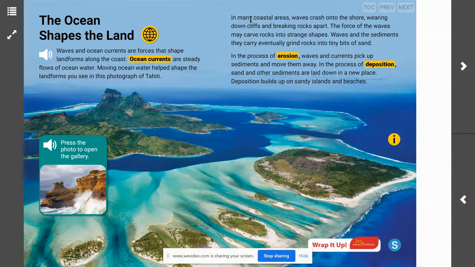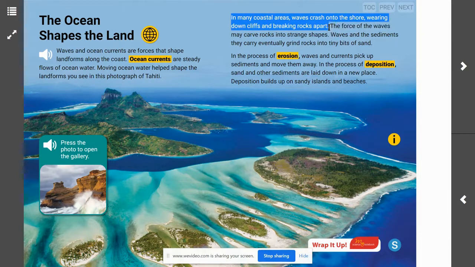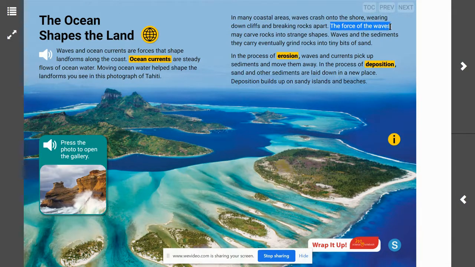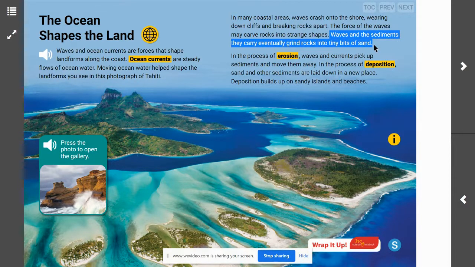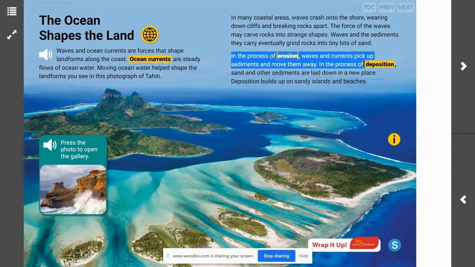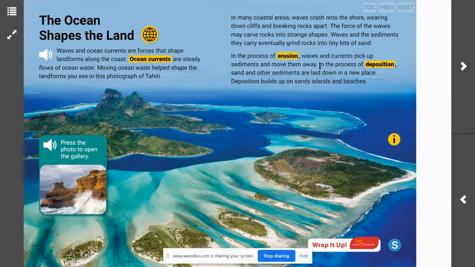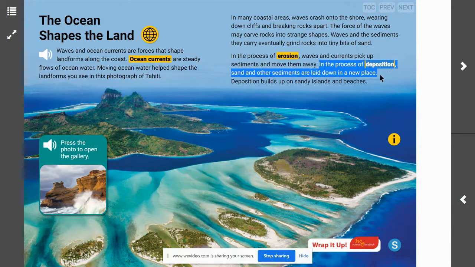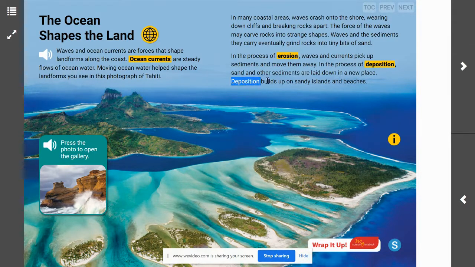In many coastal areas, waves crash onto the shore, wearing down cliffs and breaking rocks apart. The force of the waves may carve rocks into strange shapes. Waves and the sediments they carry eventually grind rocks into tiny bits of sand. In the process of erosion, waves and currents pick up sediment and move them away. In the process of deposition, sand and other sediments are laid down in a new place. Deposition builds up sandy islands and beaches.